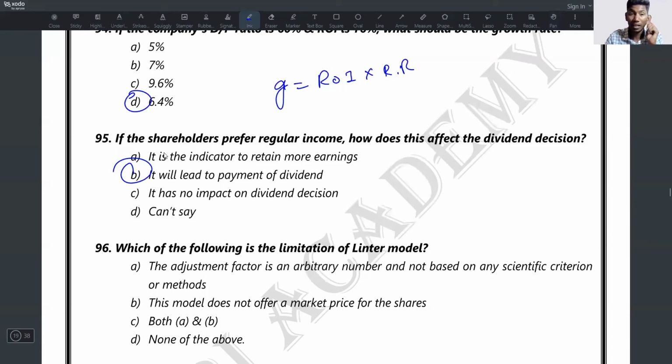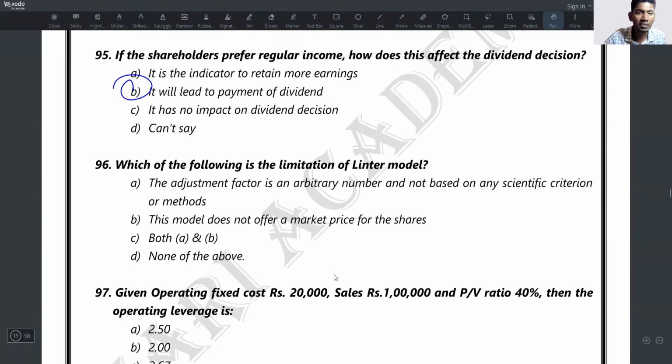Option A says it is the indicator to retain more earnings. How come, if the investors are expecting a regular dividend? How can you retain more money in the business? No, right? It has no impact on dividends? How come? If you are expecting more return, it must be satisfied by issuance of dividends. Okay, moving to question number 96.